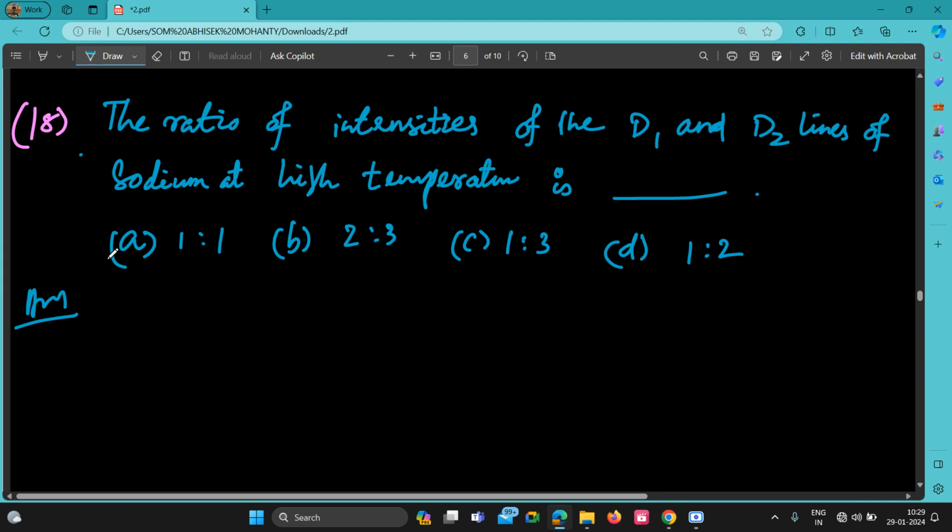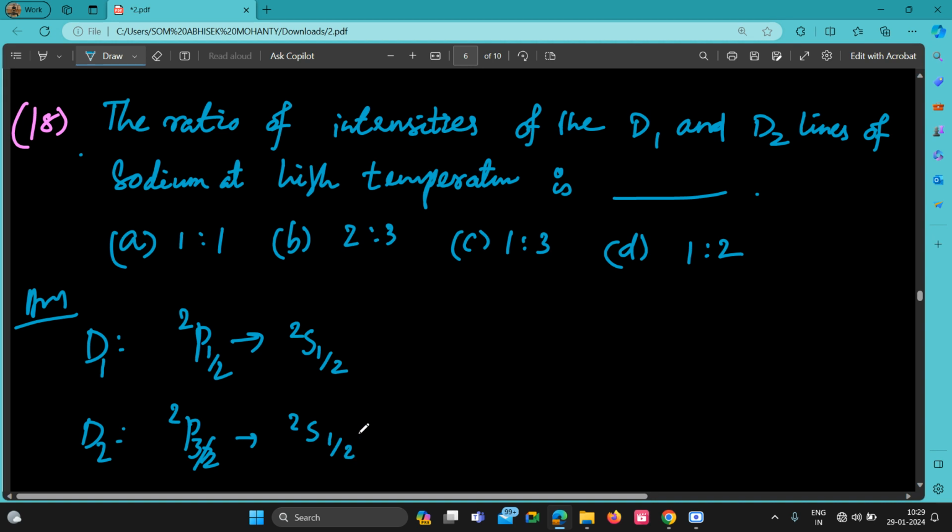So, ratio of intensity of D1 and D2 line of sodium at high temperature is. Okay, ratio is what? First of all, tell me D1 and D2 line of sodium means what? So, D1 line of sodium is 2p half to 2s half. That is your D1 line. D2 line of sodium is what? 2p 3 by 2 to 2s half. That is your D2 line of sodium. Yeah, you have to remember this.